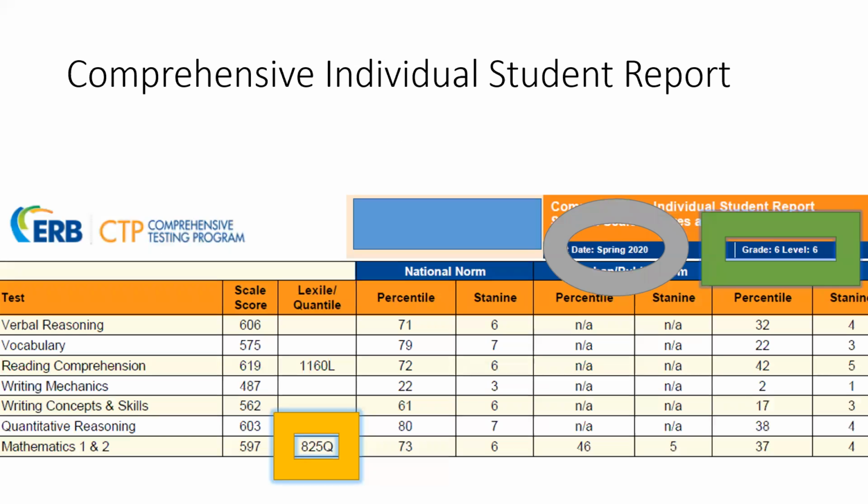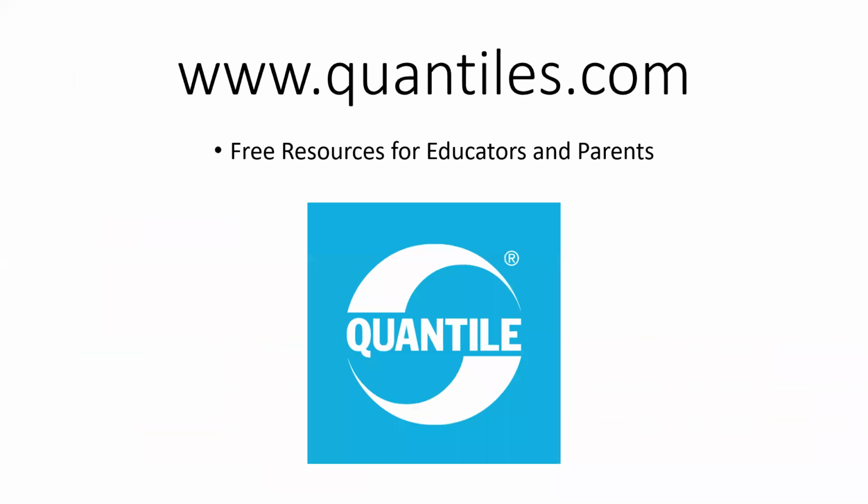At Homeschool Testing Services, you will receive your student's comprehensive individual student report when you test with the CTP Online Assessment. Here you see that this sample student, we will call him James, was tested in the spring at 6th grade. James's quantile measure is 825Q. Let's head over to quantiles.com to see how we can utilize James's quantile measure of 825Q.